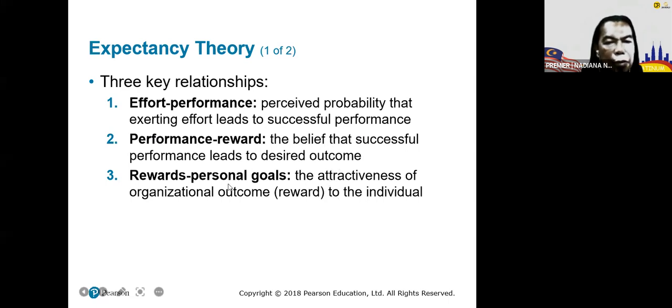Number three, reward-personal goal. That is the effectiveness of the organizational outcome. They perform as individuals because they try to achieve the organizational outcome. What is the organizational outcome here? It's a reward. There are many rewards, extrinsic rewards and also intrinsic rewards, depending on the individual and related to the personality of the employee.